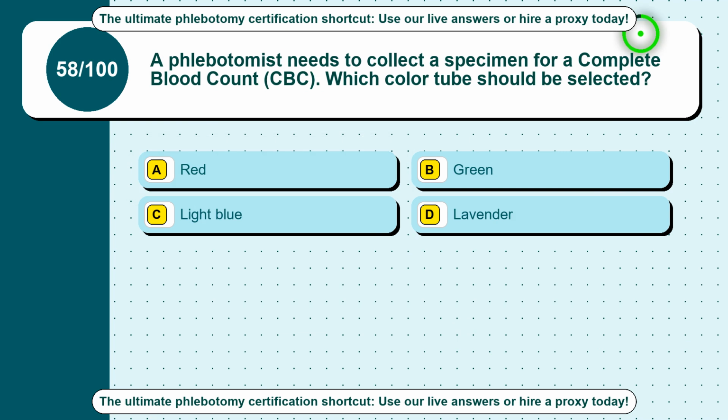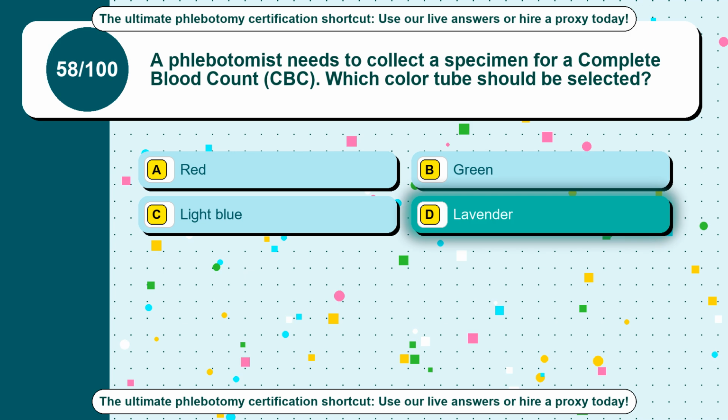Question 58. A phlebotomist needs to collect a specimen for a complete blood count, CBC. Which color tube should be selected? Option A, red. Option B, green. Option C, light blue. Option D, lavender. The correct answer is option D, lavender.